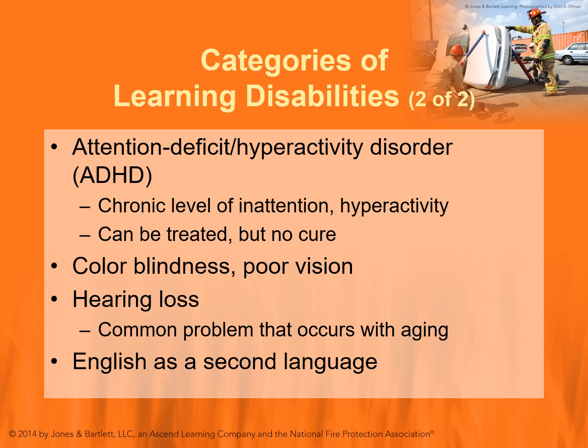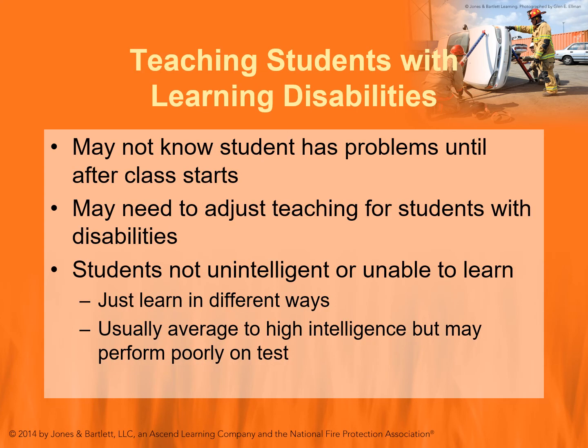Color blindness or poor vision is another disability that can be a factor. Hearing loss is a common problem that occurs with aging. It's a common problem also with years of not using hearing protection in loud environments such as machinery, machine shops, loud noise, chainsaws, anything like that. And then English as a second language, English not being an individual's primary language, can kind of be a disability to their learning.